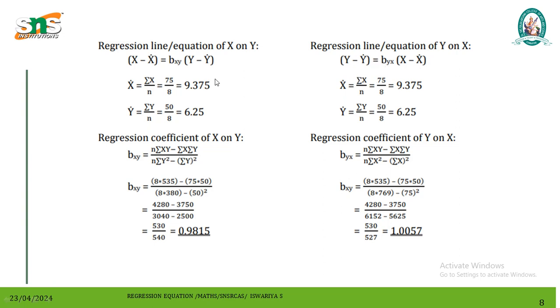So first we are going to find what is the value of x bar and y bar. So we already know that the formula for x bar is equal to summation x by n, and for y bar is equal to summation y by n. By substituting all the values, I get an answer as x bar and y bar.